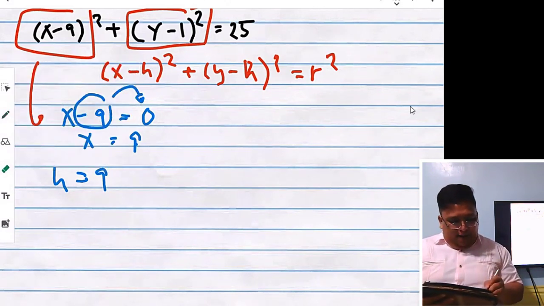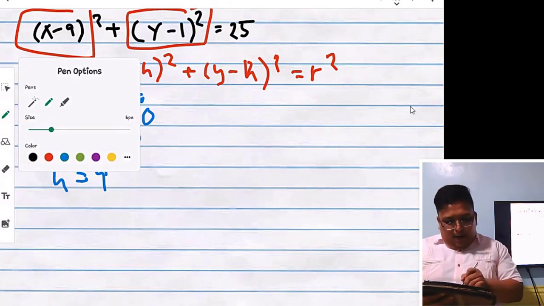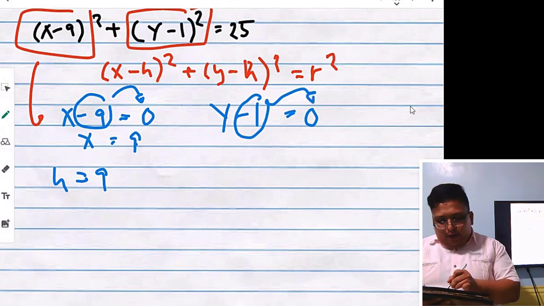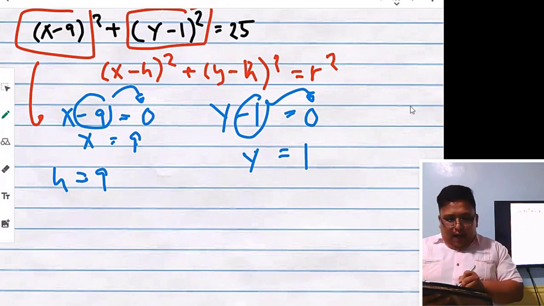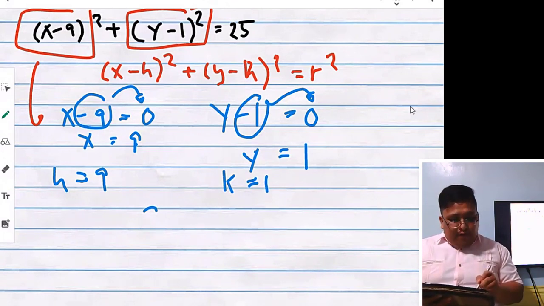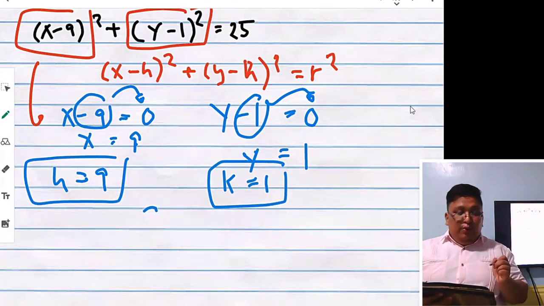Okay, so we have y minus 1 is equal to 0. Transpose negative 1 to the other side of the equation. That will be y is equal to positive 1. Therefore, our k is equal to 1. So we have now our h, and we have our k also.